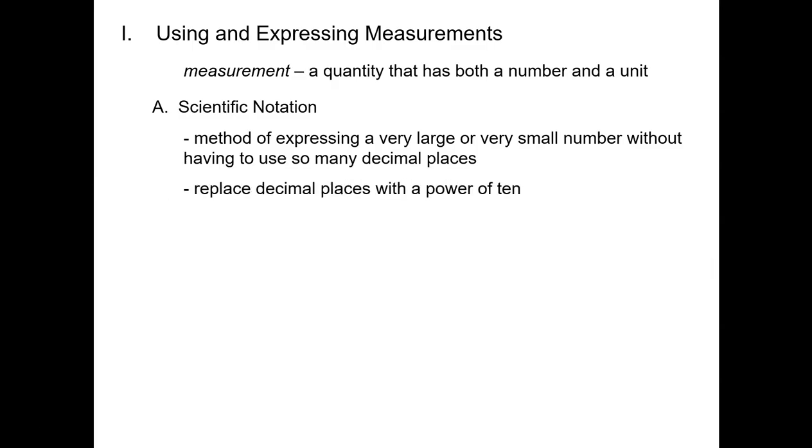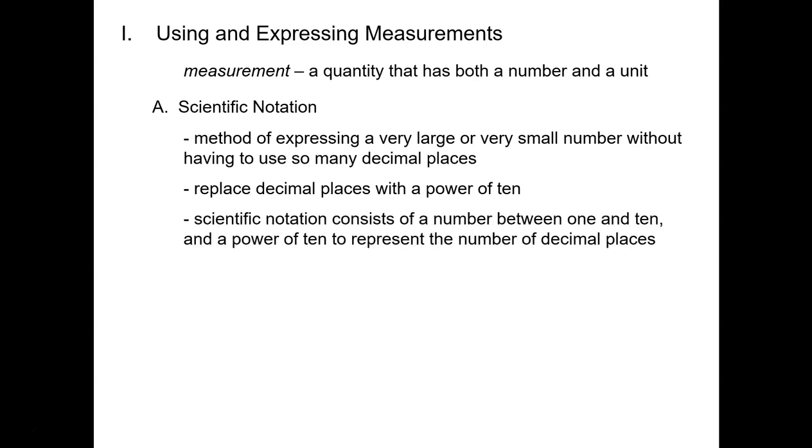What we're going to do here is replace decimal places with a power of 10. Instead of having to write a whole bunch of places in your number, you can shorten the number greatly and then just let somebody know how many places you moved the decimal point. There are always 2 parts to scientific notation. It always consists of a number between 1 and 10. It's really important: it has to be less than 10, not 10 itself, and it has to be greater than or equal to 1, so it can't be less than 1. Then there's a power of 10 to represent the decimal places. So we'll do an example, and I'll show you how this is done.